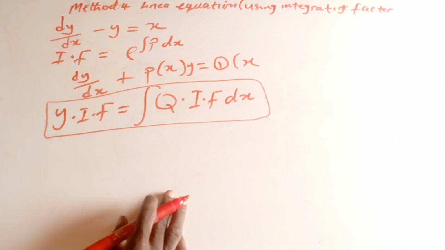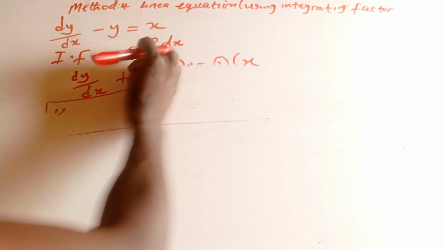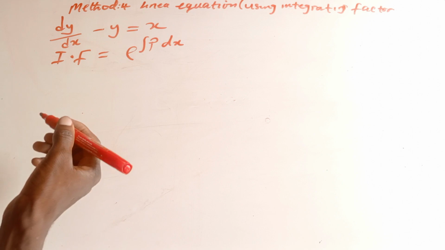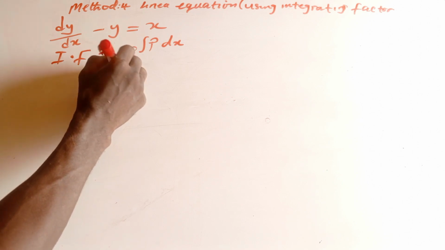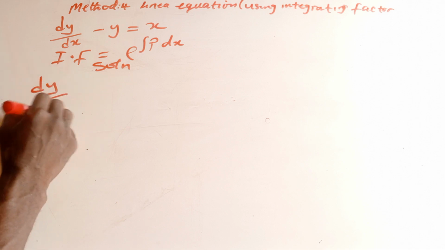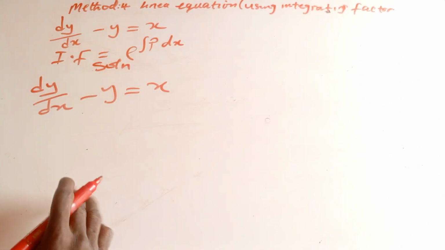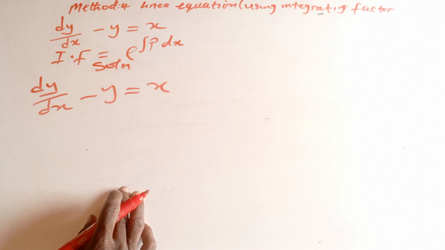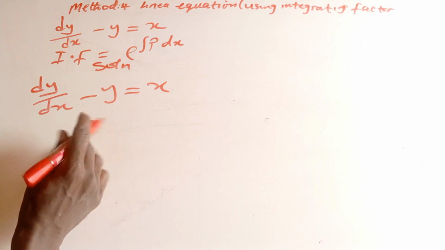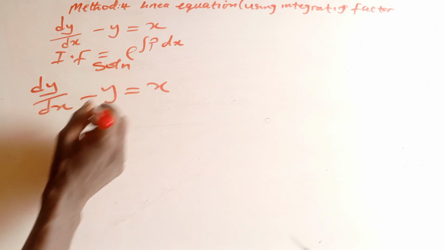Without wasting much of our time, let's quickly go into the video. Now we have the question. Let's write the solution. The question says we are going to solve dy/dx minus y is equals to x. Don't forget we are using method 4, which is linear equation. This is a first order differential equation, it's not second order or third order.